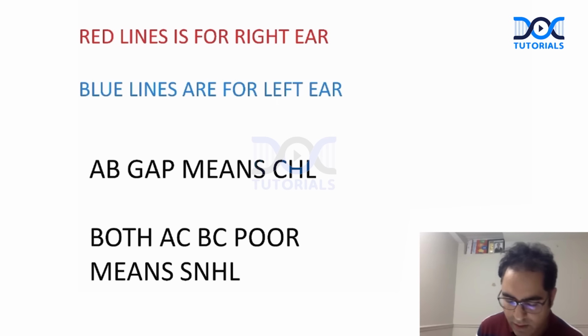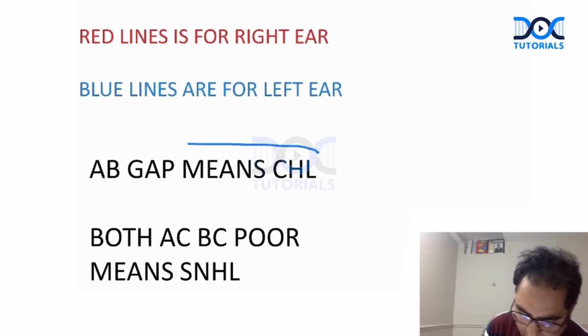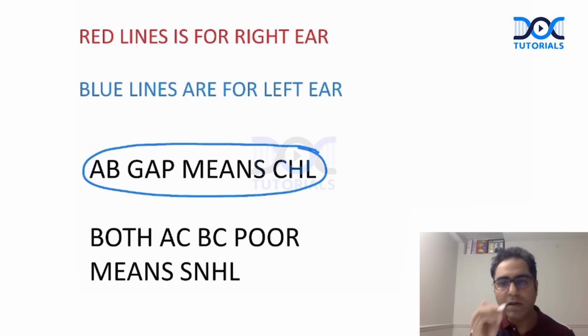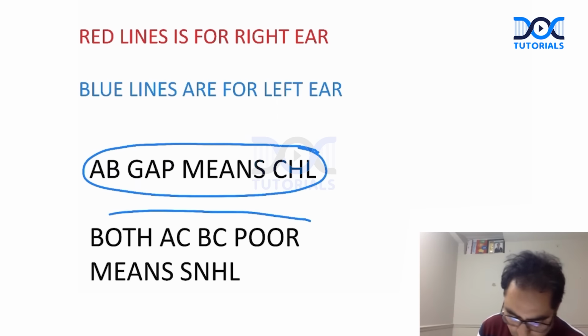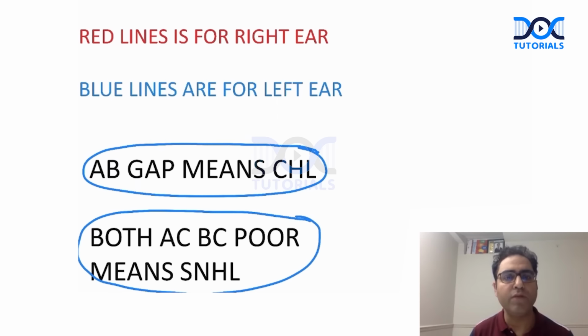Now, please understand, whenever you see an AB gap, meaning a gap between the air conduction and bone conduction lines, it's conductive hearing loss. And if both AC and BC are poor, then the patient is suffering from sensory neural hearing loss. Very important thing, AB gap. If there is an AB gap, it's conductive hearing loss. If both AC, BC are poor, meaning below 25, you are suffering from sensory neural hearing loss.